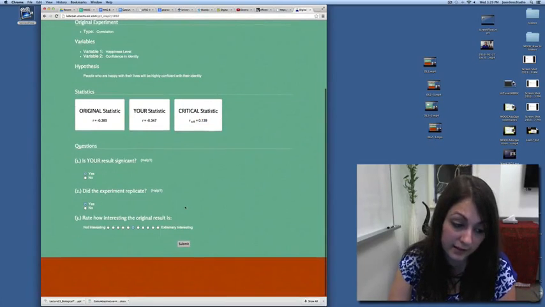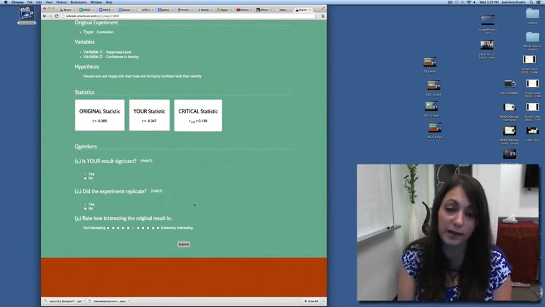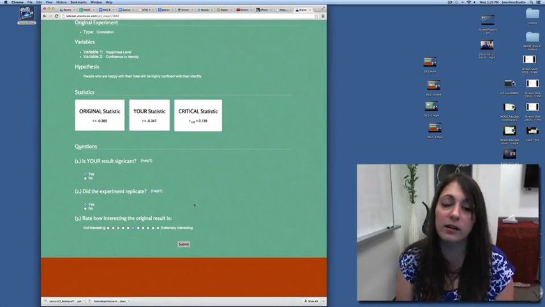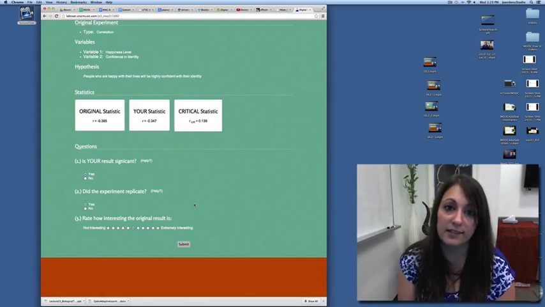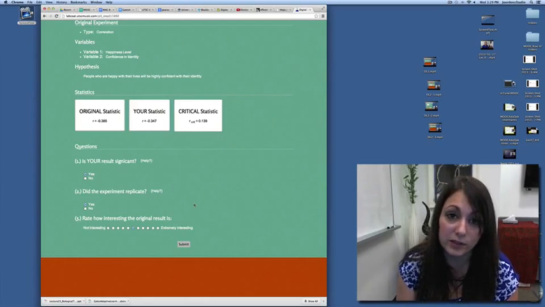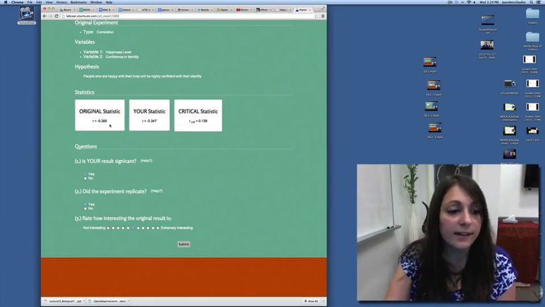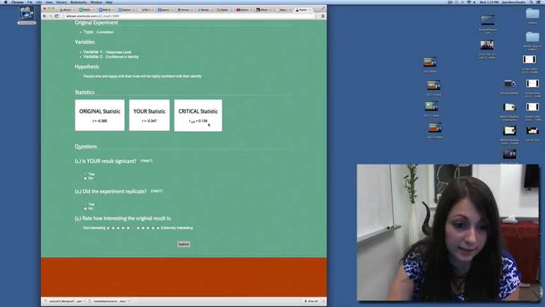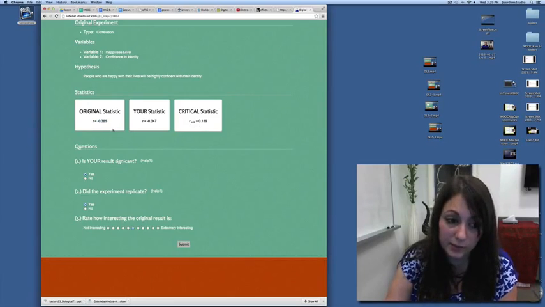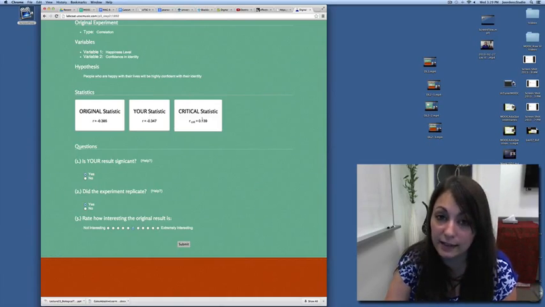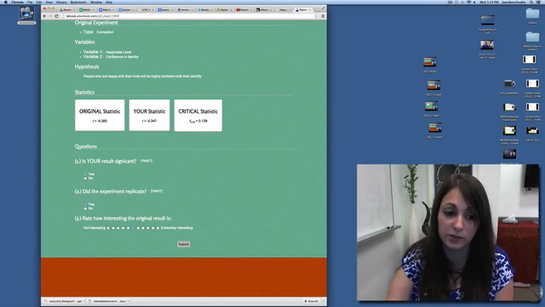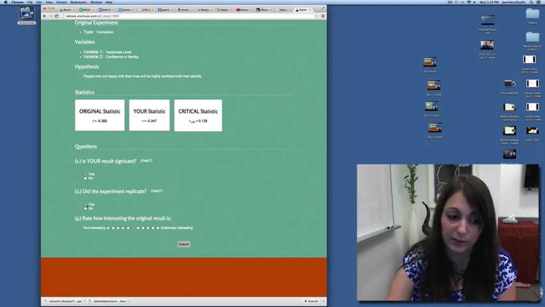For the second question, did the experiment replicate? What we're looking to see is whether or not our result matches or is the same as the original experimenter's result. So we need to look at all three values. Let's look at the original statistic. It was significant, and it was a negative correlation. So our original experiment found a significant negative correlation. Now you compare your statistic again with the critical statistic, and you see that you also got a significant negative relationship, which means, yes, the experiment replicated.